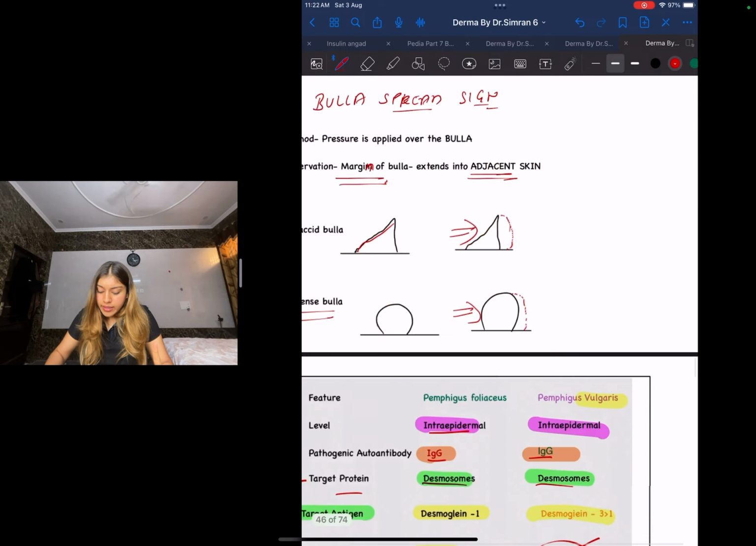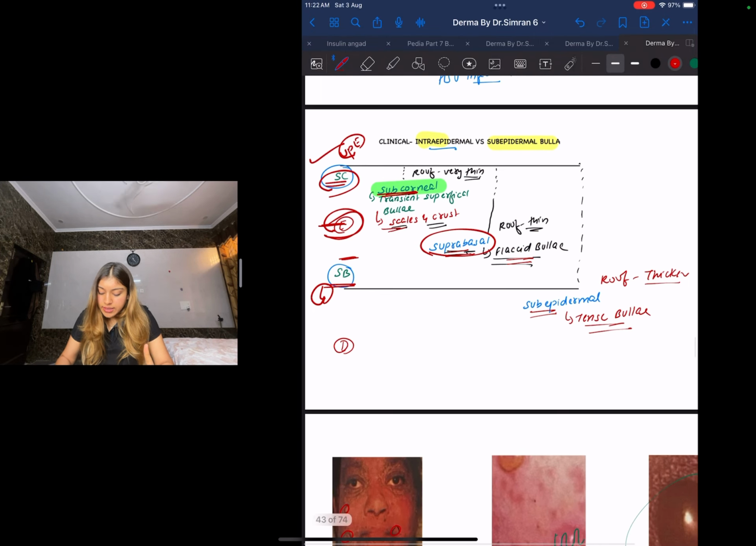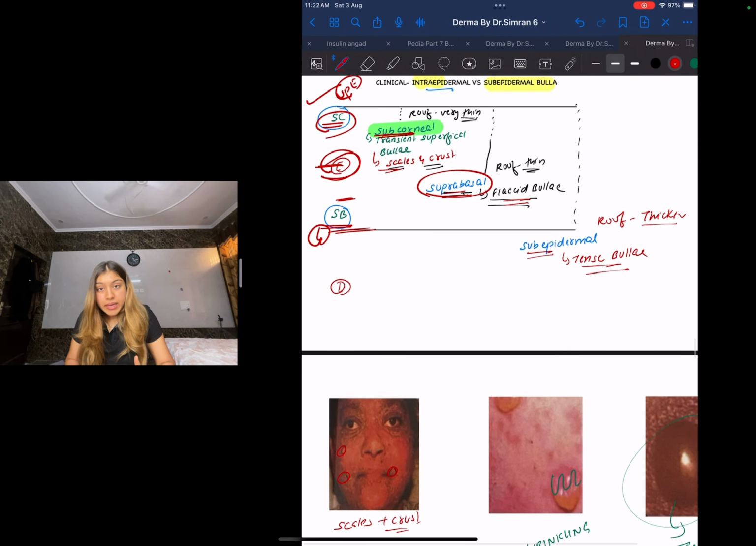Again, let us go up at the image. Let us look at what subepidermal is. See, below the stratum basale, right? Sub means below the epidermis, which is called subepidermal. This is my subepidermal. So bullous pemphigoid is going to be subepidermal in origin.